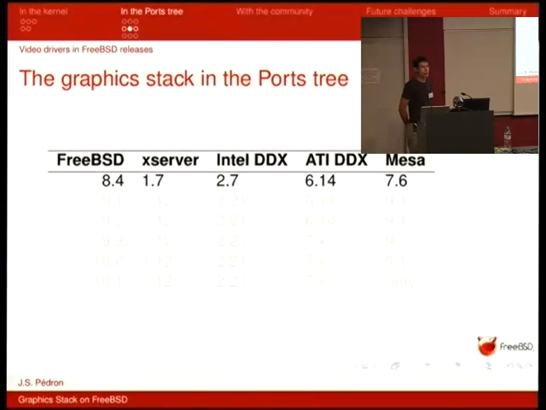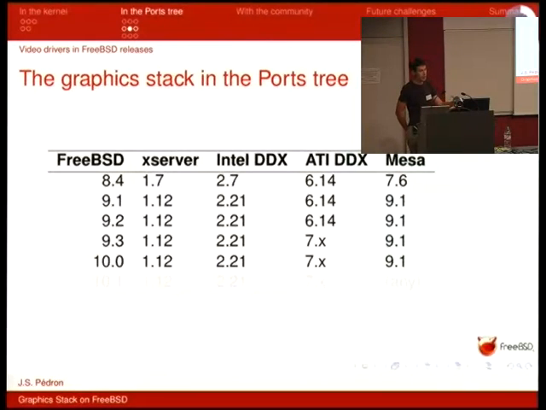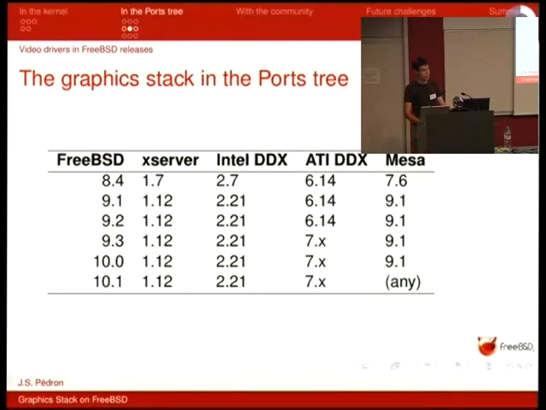The second table shows which X component we can use on which FreeBSD release. FreeBSD 8 is limited to X Server 1.7 and only UMS-aware DDX. Starting with FreeBSD 9, X Server 1.12 and the KMS-aware DDX can be used. However, we are limited to Mesa 9.1 because the Intel driver doesn't have hardware context. Finally, FreeBSD 10.1 will support Mesa 9.2 and later versions.